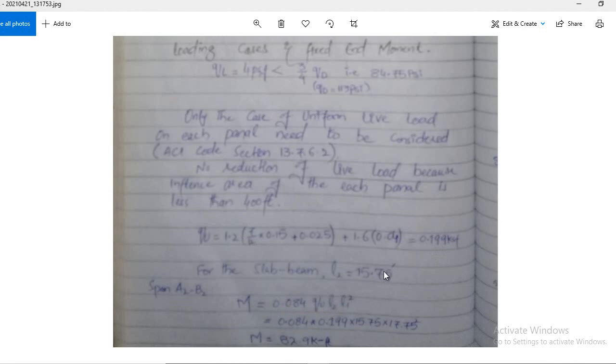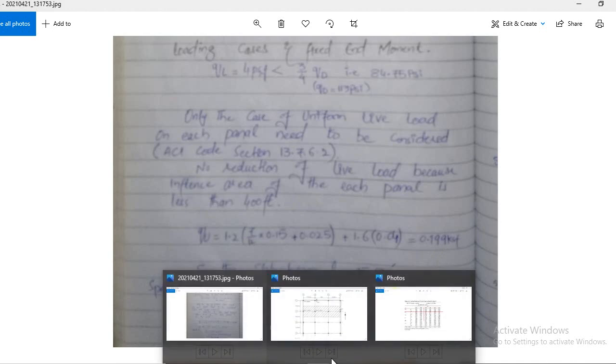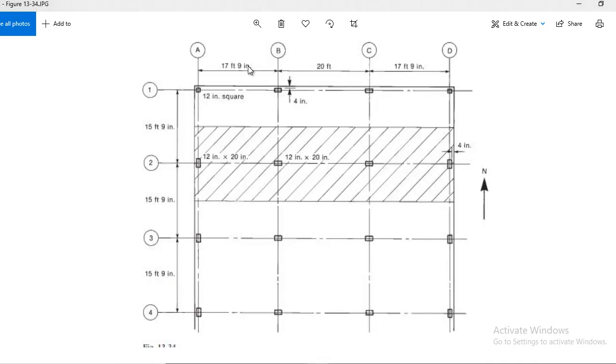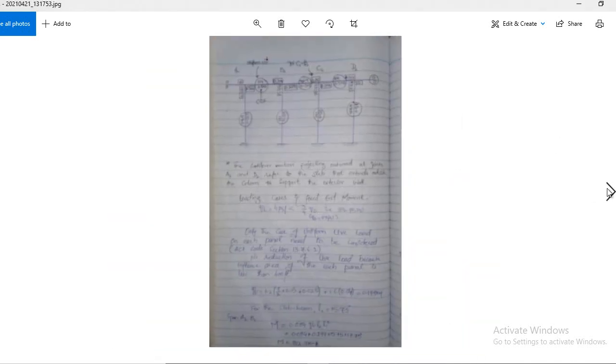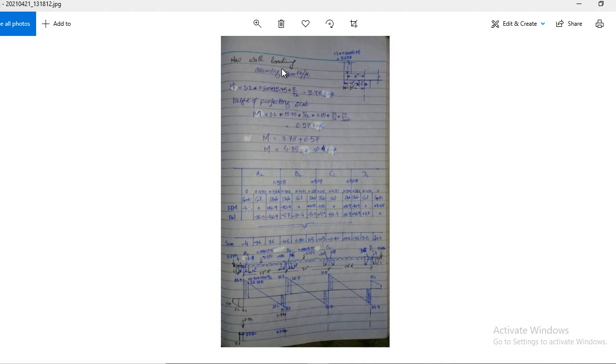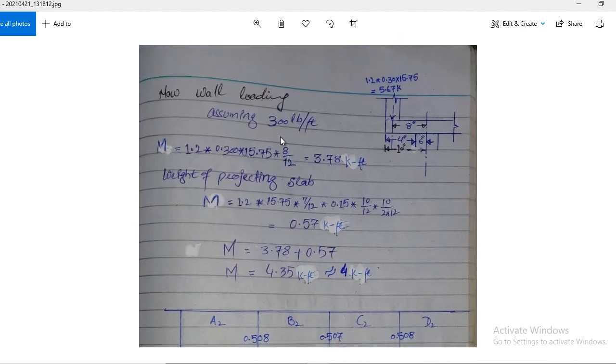L2 is this one, and L1 for the A2B2 span, you see here, is 17 feet 9 inch. But that fixed end moment will be applicable only in this span. Now for this span, you have to determine the fixed end moment again, because here this thing is changed. Clear? And the rest of the things are the same. Clear?